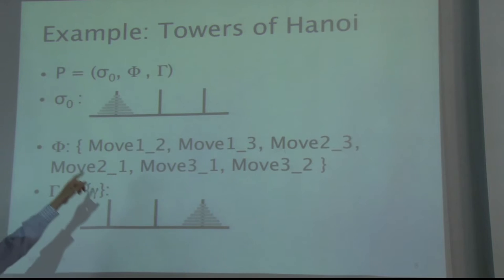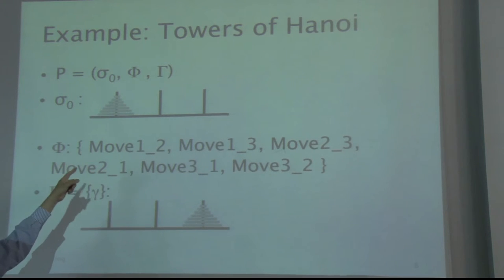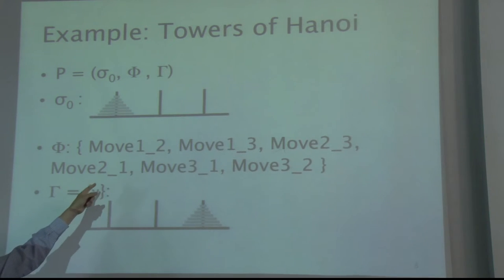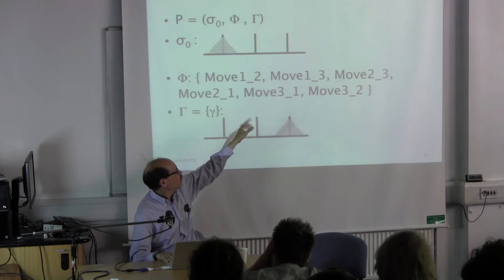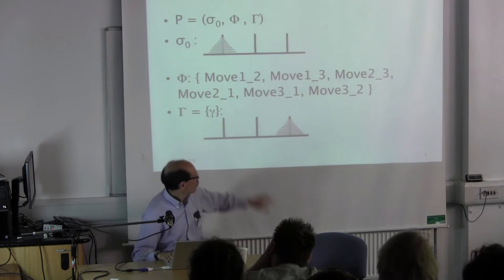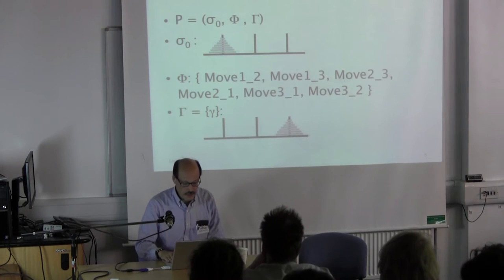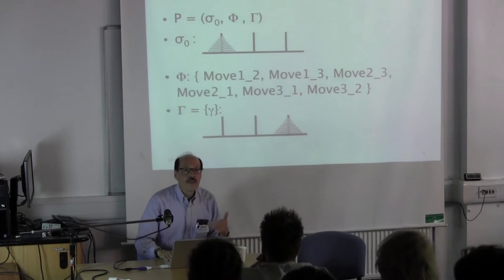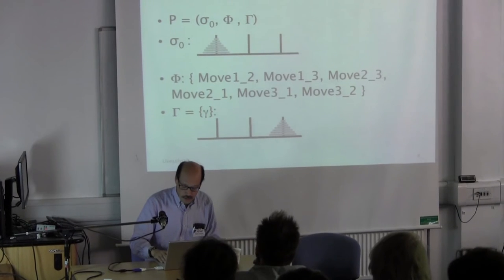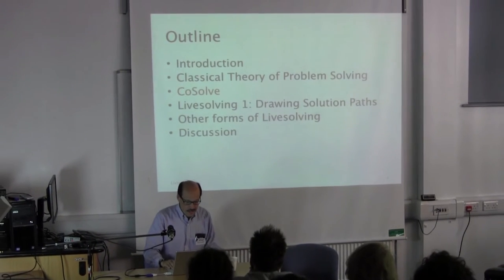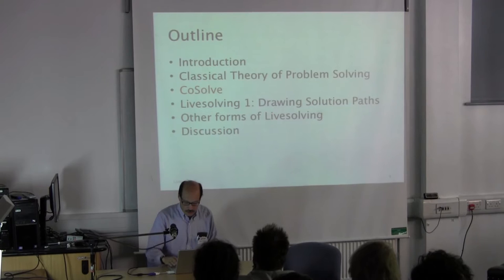In this situation, the initial state is diagrammed like that. And then we have a set of six operators, in this case, move from peg one to peg two, move from one to three, et cetera. And this set of goal states is just this single set sigma. So that's an example of how the definition of a problem plays out for one particular well-known puzzle.